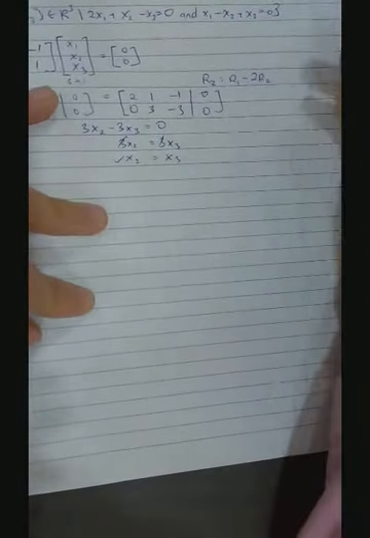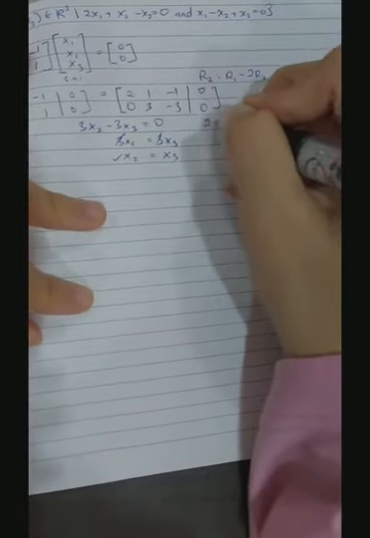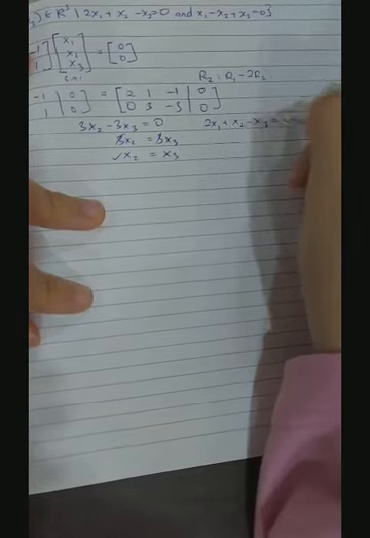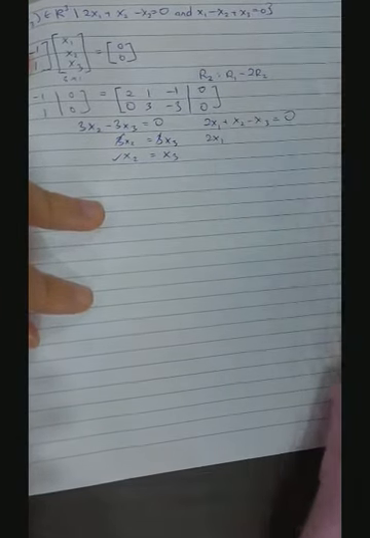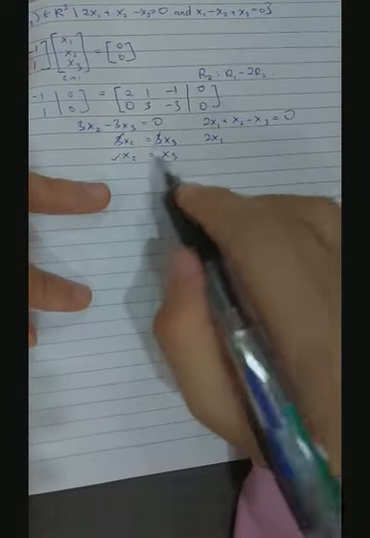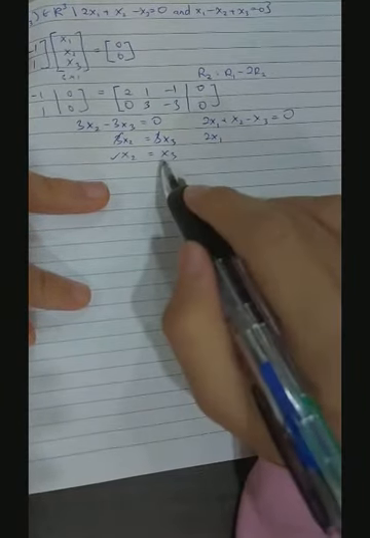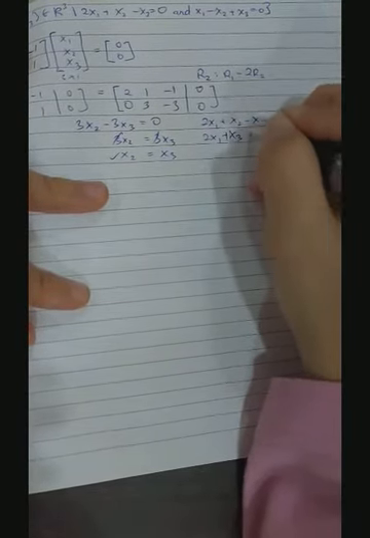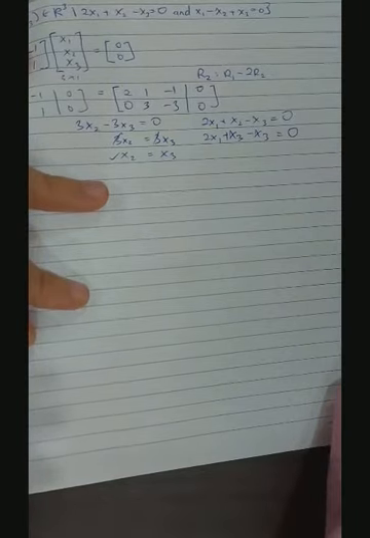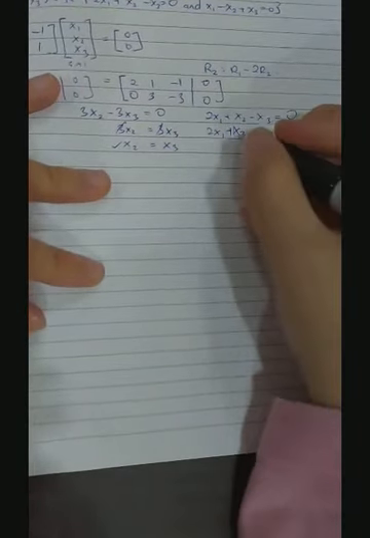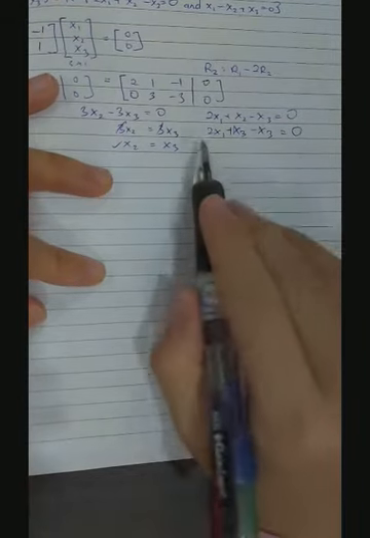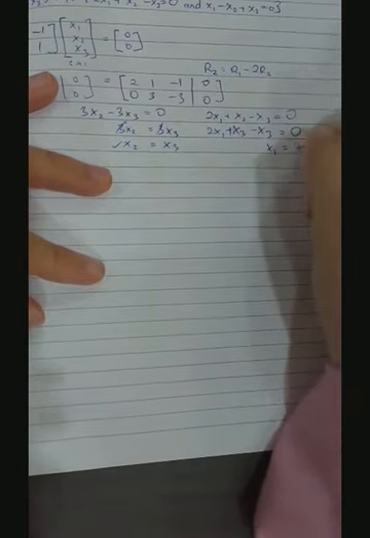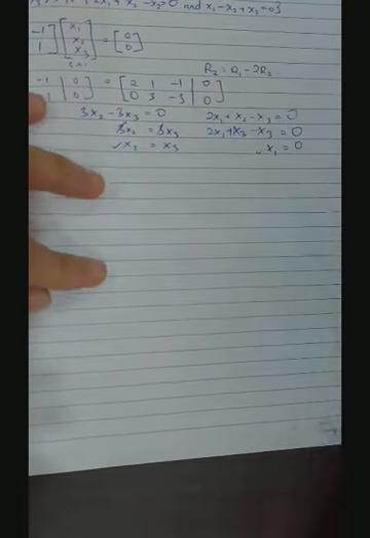Next, from the first row, we have 2x1 plus x2 minus x3 equals 0. Now we are going to substitute. Just now we have our x2 equals x3. So now we substitute the x3 into x2. So plus x3 minus x3 equals 0. And then x3 minus x3 equals 0. So we have 2x1 equals 0. So we have x1 equals 0. So this is our x1.